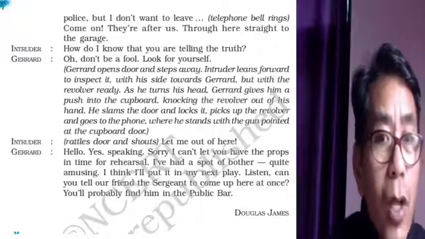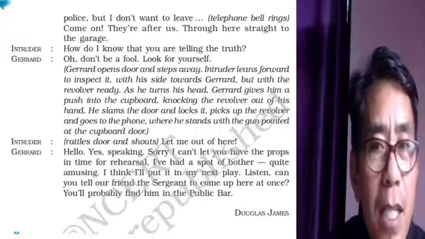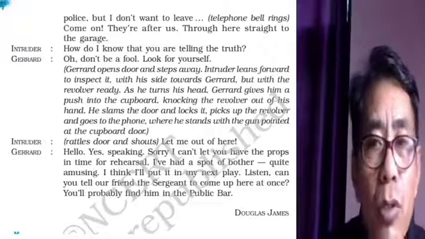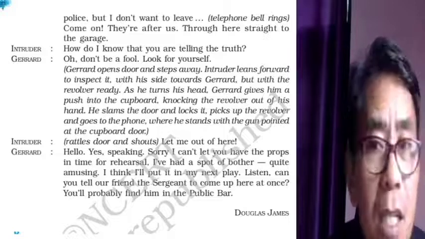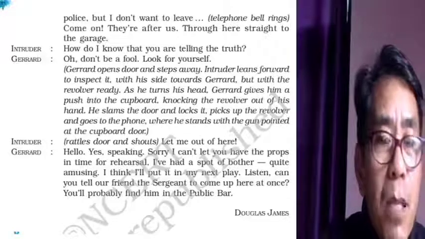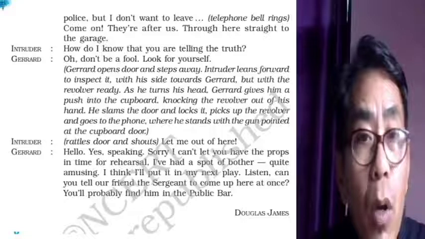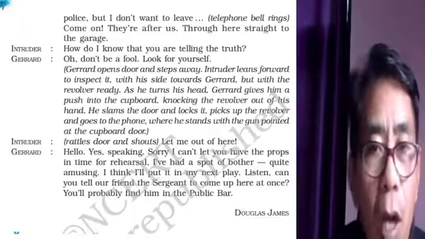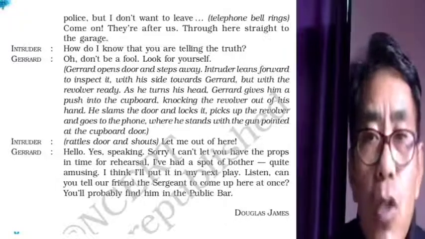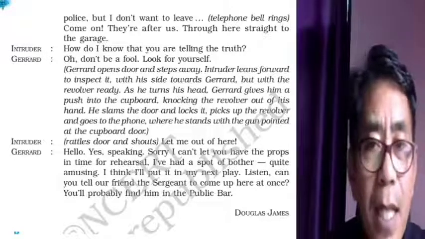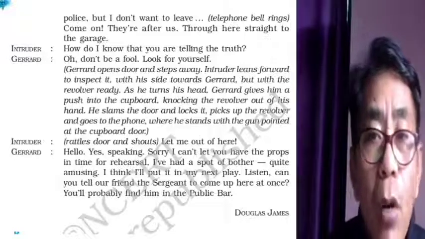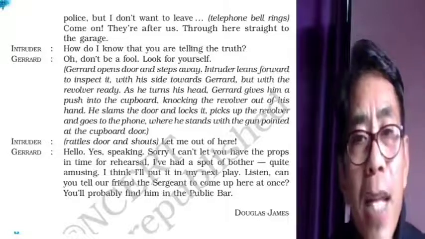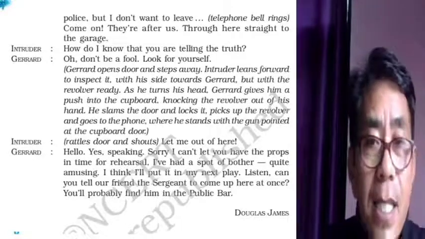So you see, Mr. Gerard was packing all these things, and in the bag there are so many props. Props means the things that we use during our drama presentation. So he was supposed to carry all the props for a drama rehearsal, and he said that he can't let them have the props. "I have had a spot of bother." He said that there was something that bothered him, so he could not bring all the props. "Props. Quite amusing. I think I will put it in my next play." And he said that he would use all this in his next play.